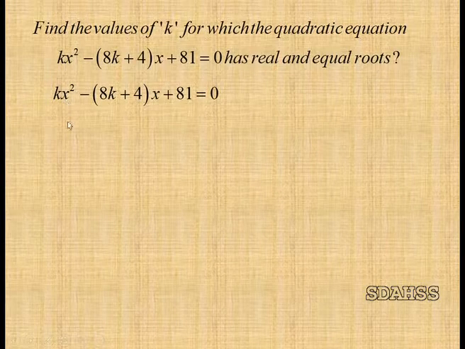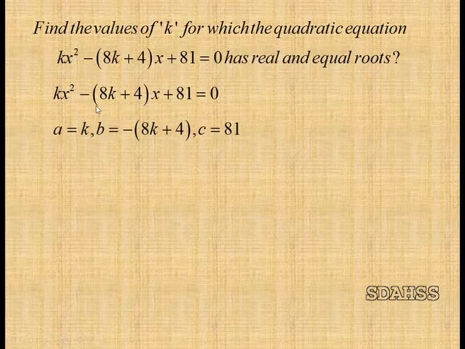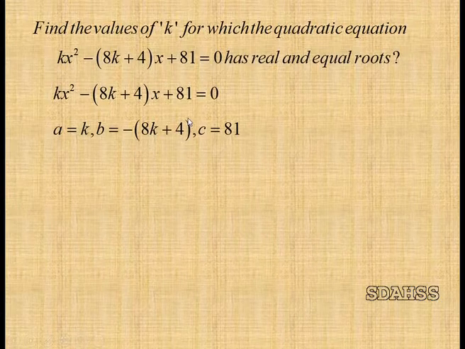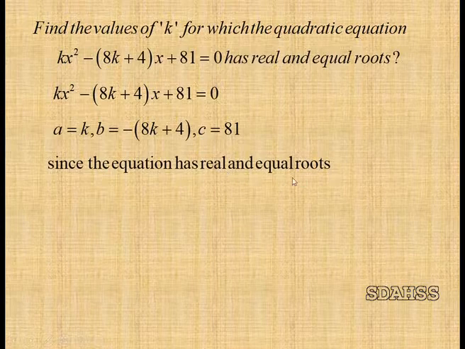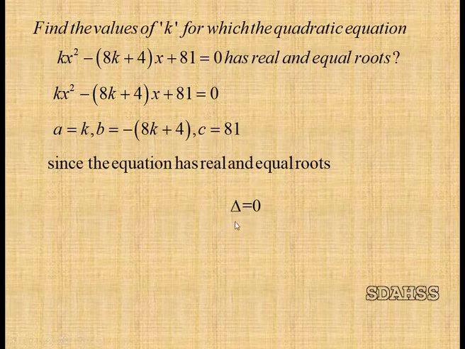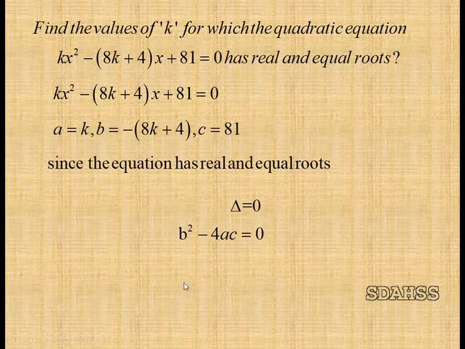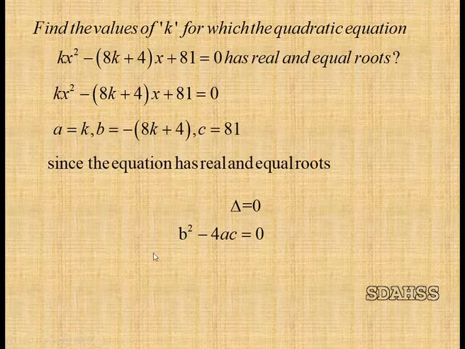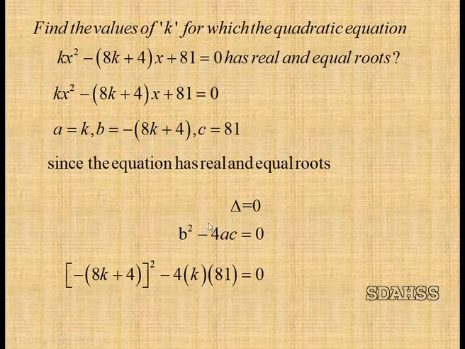Coefficient of x² is a, so a = k. b is the coefficient of x, here the coefficient of x is −(8k + 4). c is the constant term, so c = 81. Since the equation has real and equal roots, delta equals 0. Substitute the values in the formula: (−(8k + 4))² − 4 × k × 81 = 0.